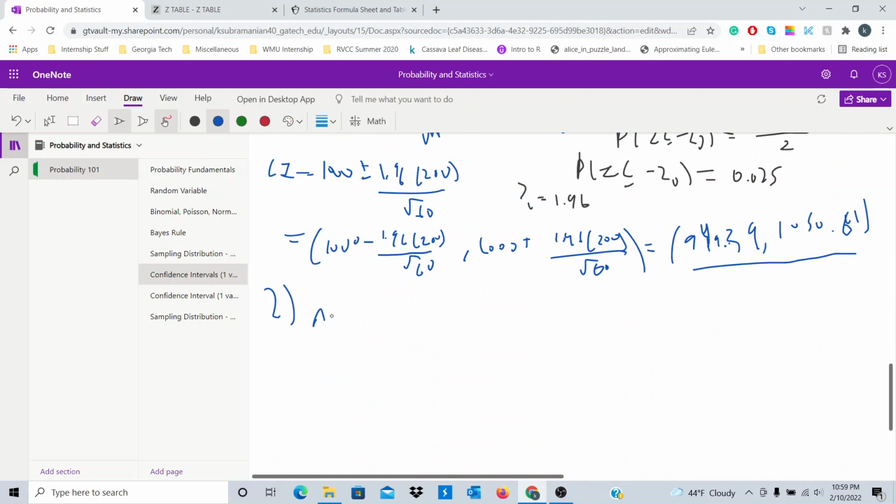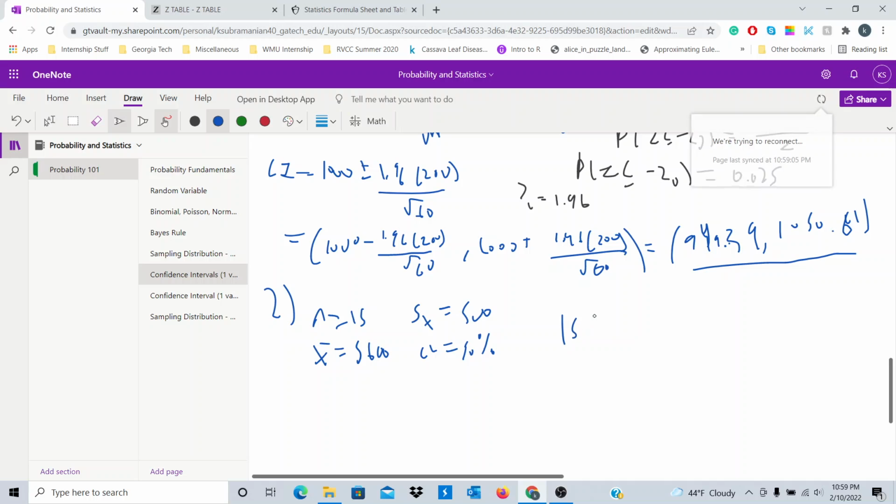So what do we know? We know that n is 15. We know that the mean is 5,600. We also know that the standard deviation of the sample is 500. The confidence level we are using is 90%. So what do we notice here?